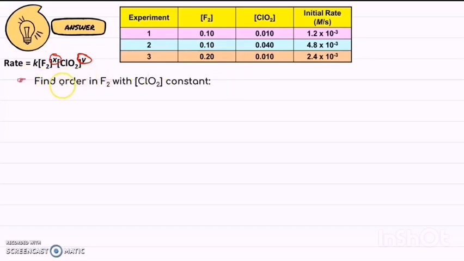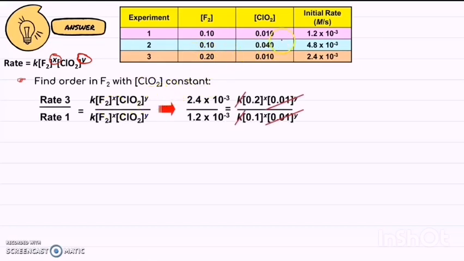Okay, next we have to find the order in F2 with ClO2 constant. So first, I want to find the order of F2, which is x. So I have to make sure that the value of ClO2 is constant. And I have to look at the data given. So the experiments that give ClO2 as a constant value are experiment 3 and experiment 1. For experiment 3, we have 0.01 and also 0.01 as the concentration of ClO2.